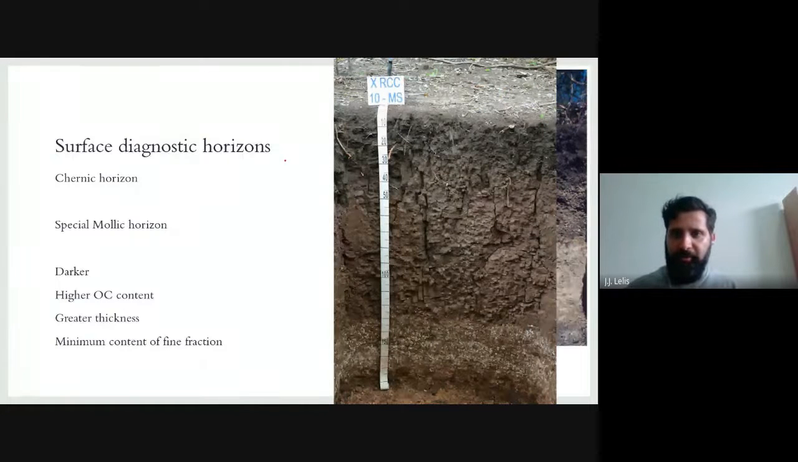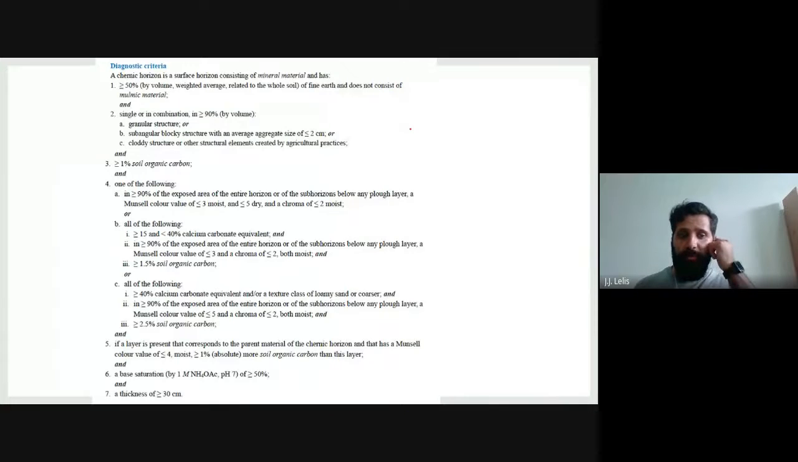And here, another example, okay? So we have a lot of diagnostic criteria, okay? So again, you don't need to record everything. You don't need to remember everything. Just remember that the Chernic horizon is a special Mollic horizon. So if you are in the field trying to classify a soil, you just need to check the book and check if all the criteria are followed or not, okay?